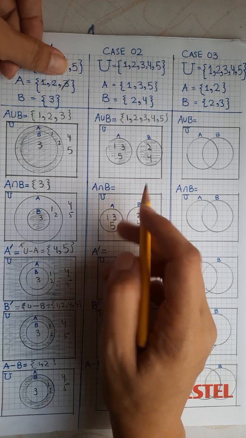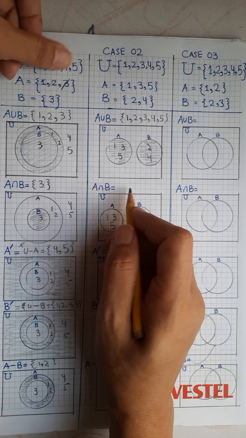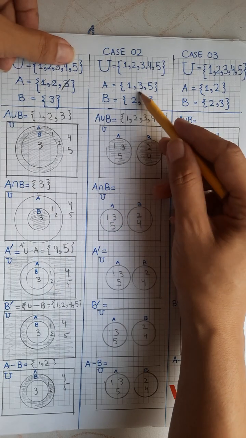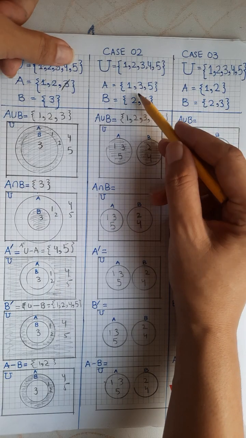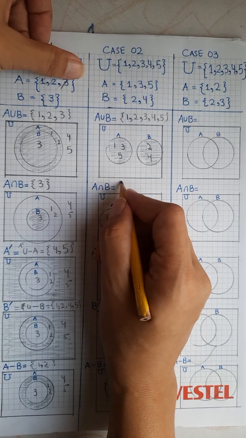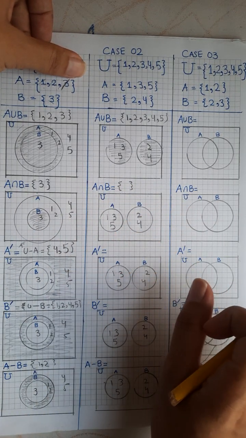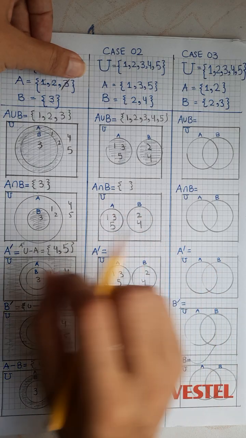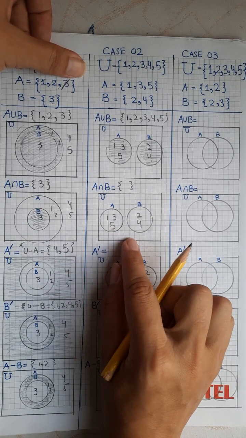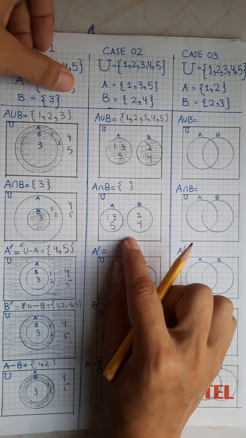Okay, now A intersection B means the common elements in A and B. As we know, this is the disjoint set, so of course there will be no common elements, so this is the null set, and we have to show that no element is in the answer, so we don't need to shade anything. We will leave it the same because there is no common element.